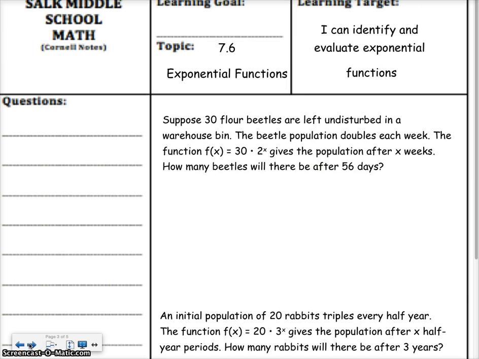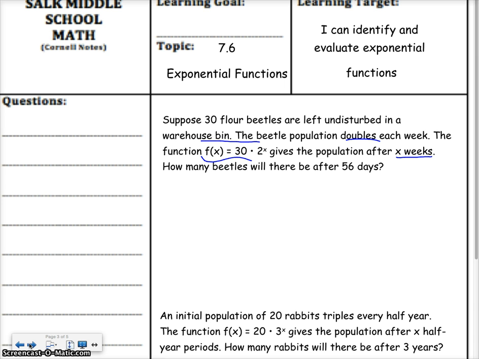Learning objective number 2, evaluating. That just means plug in. So you're going to really need to know how to use your calculator's power button. I'm going to pause here for a second, and you're going to get a calculator if you need one. Okay, so suppose 30 flower beetles are left undisturbed in a warehouse bed. The beetle population doubles each week. The function f of x equals 30 times 2 to the x gives the population after x weeks. How many beetles will be there after 56 days?